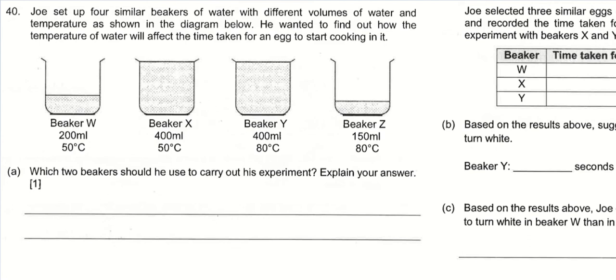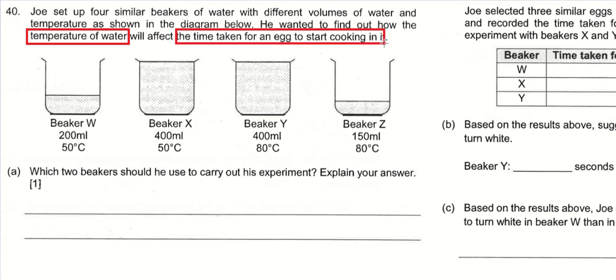So first of all, let's identify what he wants to find out. What he wants to find out is how the temperature of water will affect the time taken for an egg to start cooking. I think some of you already know, this is the change at the start. If this is the change at the start, this is the measure at the end.